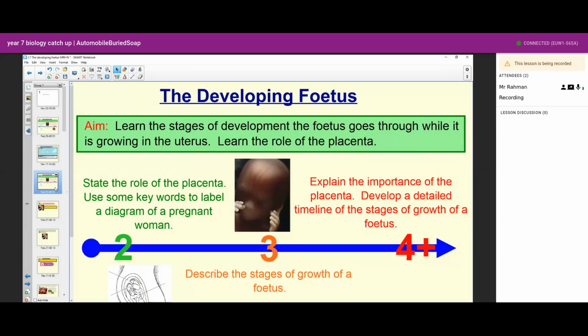And what we're going to do is have a short lesson on reproduction, fertilization, and the developing fetus. Once you've watched this, I'm going to give you a link to complete a quiz on your emails. So make sure you complete that quiz after you have watched this clip. Our title is The Developing Fetus, and we're going to learn the stages of development of the fetus whilst it is growing in the mother's uterus.